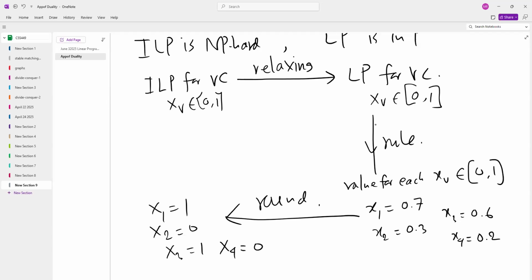Theoretically, I need to use ellipsoid because that's the guaranteed polynomial algorithm. But in practice, I could use simplex if I'm solving this practically. And then I get a solution which is fractional, and then I round it. And now this represents a proper subset of the vertices. So that's one thing. But we don't know yet whether it's a vertex cover. Okay? Now, how do I guarantee that it is a vertex cover?